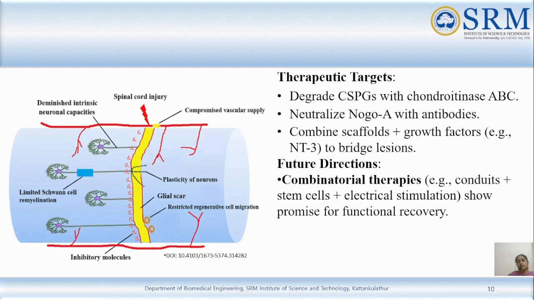And we can also look at combinatorial therapies for future direction. So, we can look at specific nerve conduits in combination with stem cells and electrical stimulation, which can help in the functional recovery of the neuronal cells. This diagram basically shows when there is a spinal cord injury, what are the different factors that affect the regeneration. So, they are diminished intrinsic neuronal capacities, limited Schwann cell remyelination, inhibitory molecules that we have discussed, glial scars, restricted regenerative cell migration, plasticity, which is less for the neurons, and compromised vascular supply.